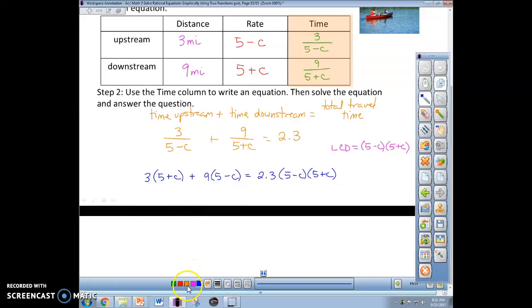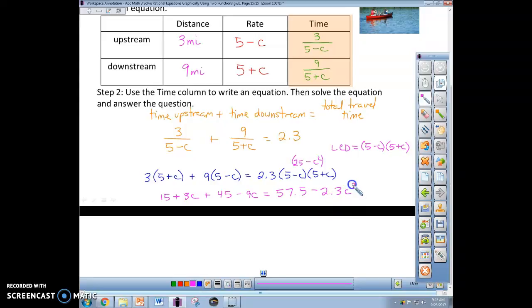So now, multiplying this out and removing our parentheses, we get 15 plus 3c plus 45 minus 9c equals, here, multiplying the binomials together first gives us 25 minus c squared, and distributing the 2.3 will give us 57.5 minus 2.3c squared.